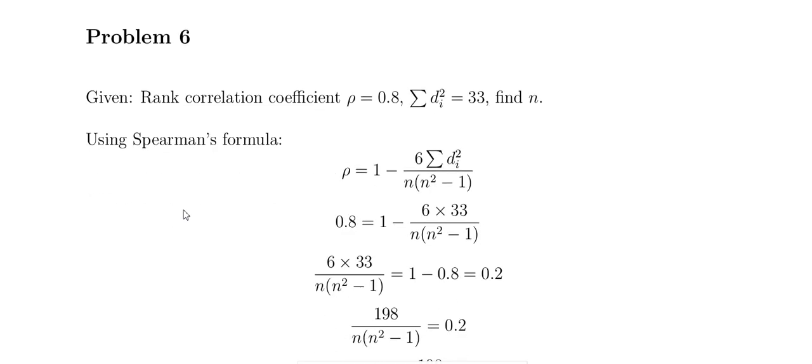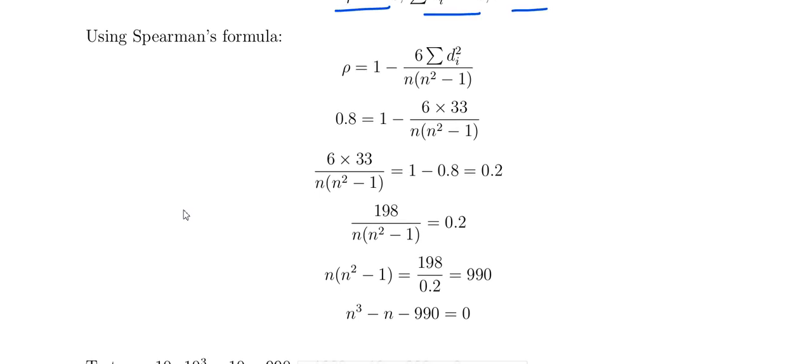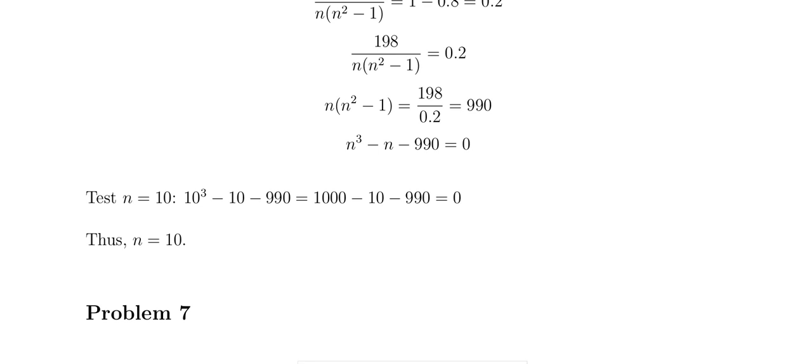So the rank correlation coefficient is given here, rho equal to 0.8 and summation di square equal to 33. Then what is n? When asked like this, we can simplify it. Summation n into n square minus 1. Since rho and summation di square are given, n into n square minus 1 equals 990. So this is a cubic polynomial. When you take n equal to 10 and check, it is equal to 0, therefore n is 10. Otherwise, using synthetic division we get the result. So we can calculate using division.